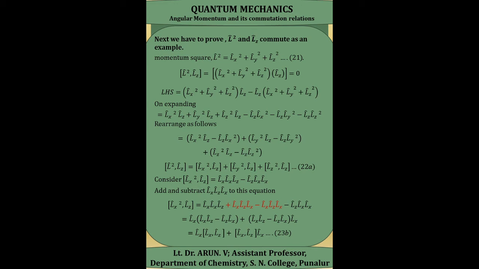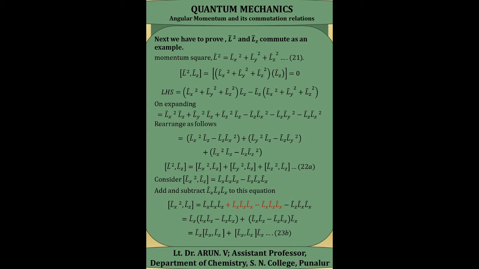Taking the left hand side of this equation, that is equal to (Lx² + Ly² + Lz²)Lz − Lz(Lx² + Ly² + Lz²). On expanding this, we get Lx²Lz + Ly²Lz + Lz²Lz − LzLx² − LzLy² − LzLz².